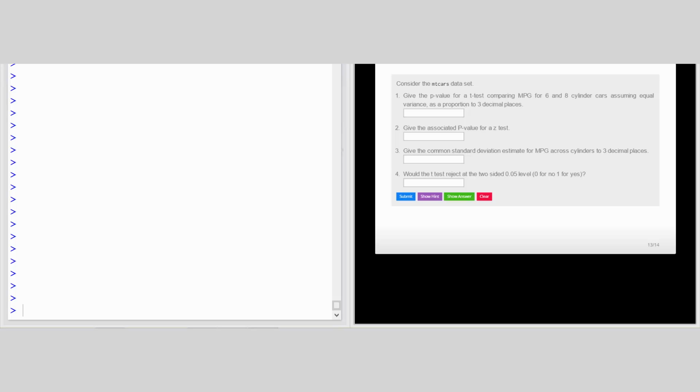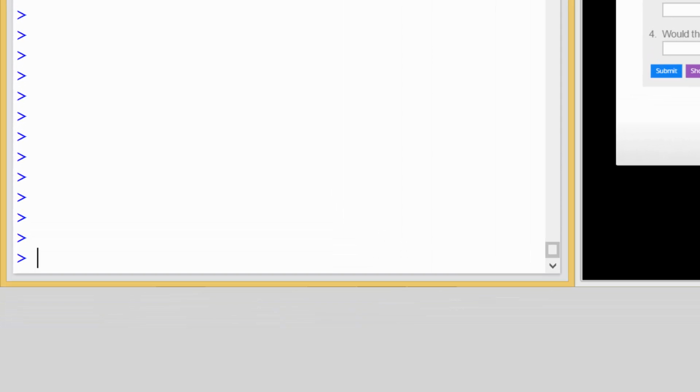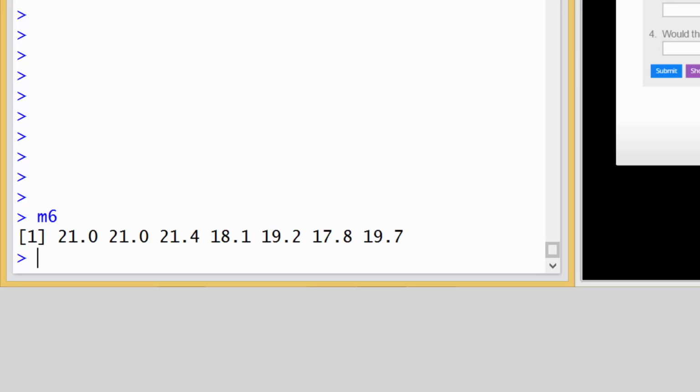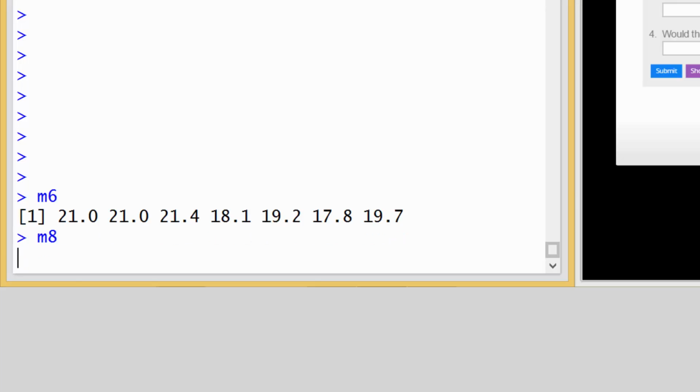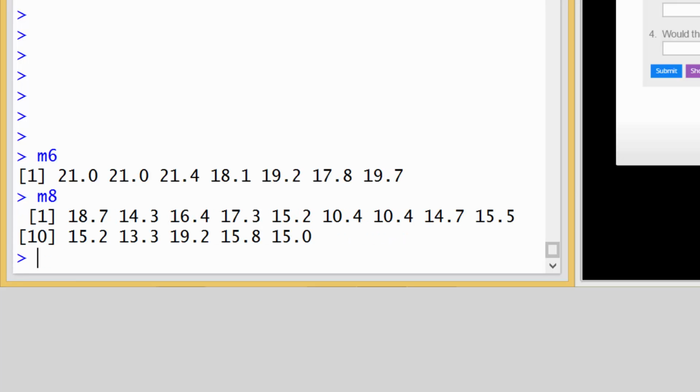So the final question asks us to take a look at the mtcars data set and do a t-test and a z-test assuming equal variance, and it wants us to give a p-value for comparing miles per gallon for 6-cylinder to 8-cylinder cars. I've already defined M6, my miles per gallon for the 6-cylinder cars that I've sampled, and M8 for my miles per gallon for 8-cylinder cars that I've sampled.